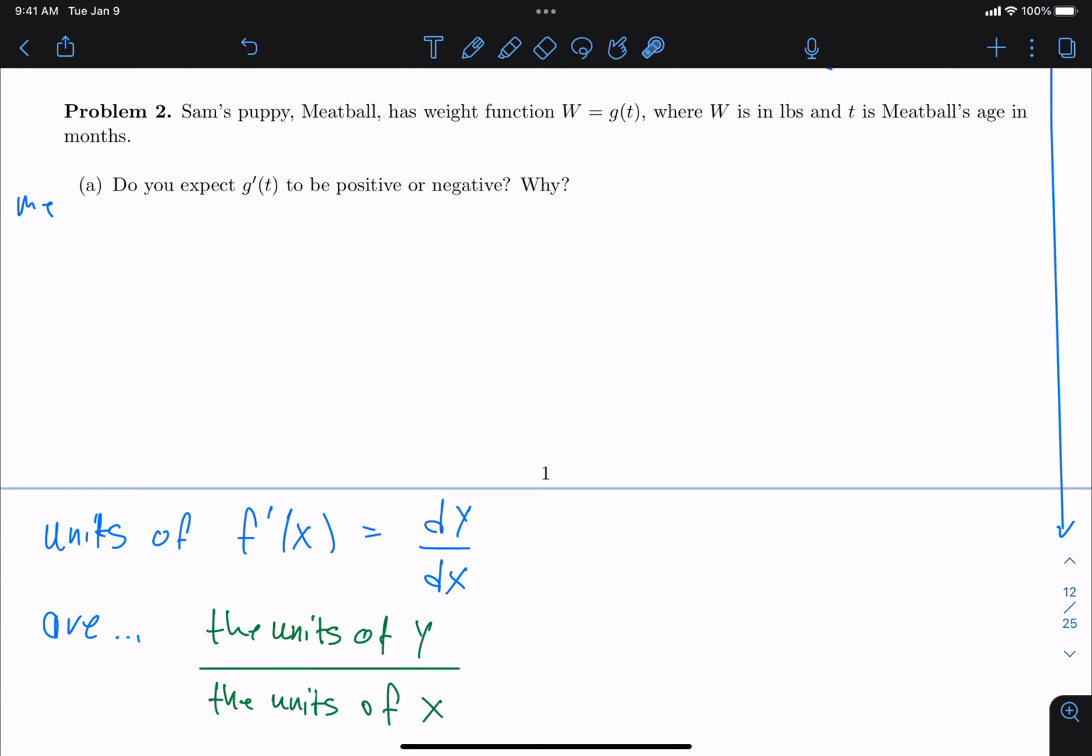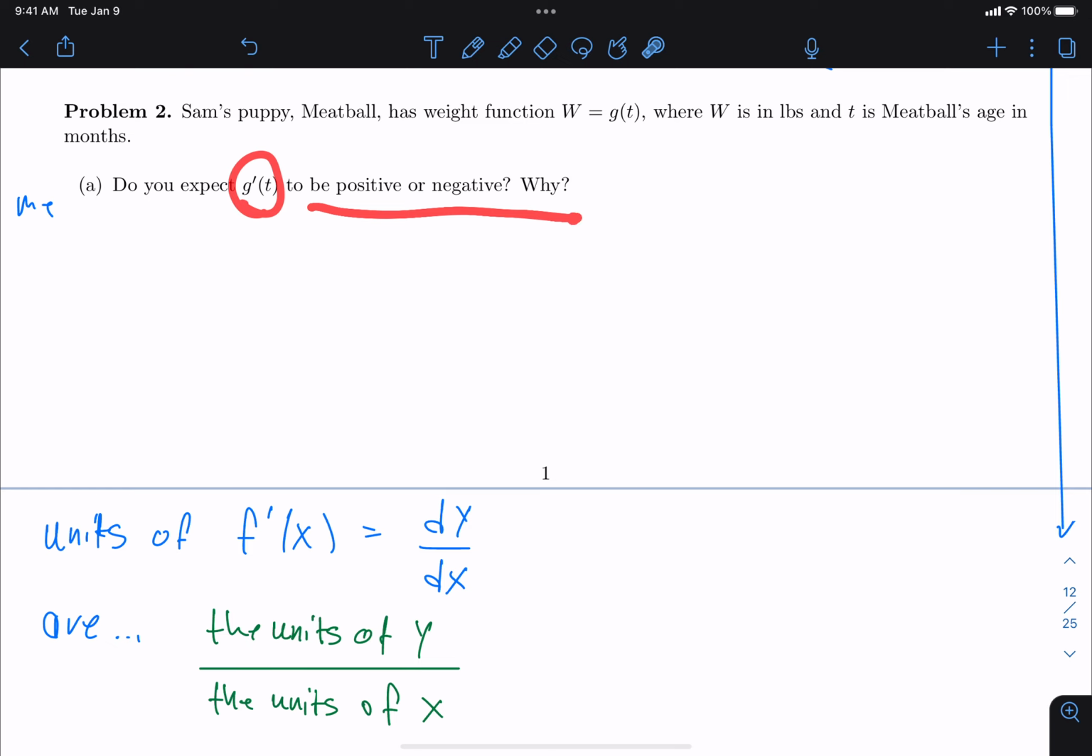Anyways, Meatball has weight function W equals g of t. So the weight function is a function of time. The input is time, in other words, the age, and the output is the weight of the puppy. So, question. If we have a puppy, do we expect g prime of t to be positive or negative? I want somebody to raise their hand and tell me positive or negative and why you think so.